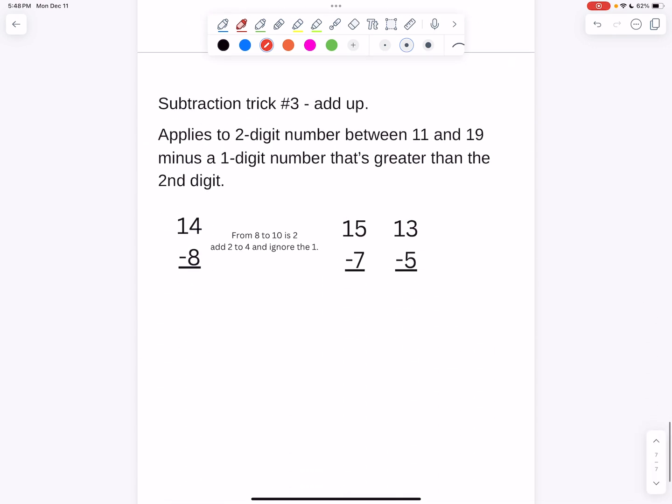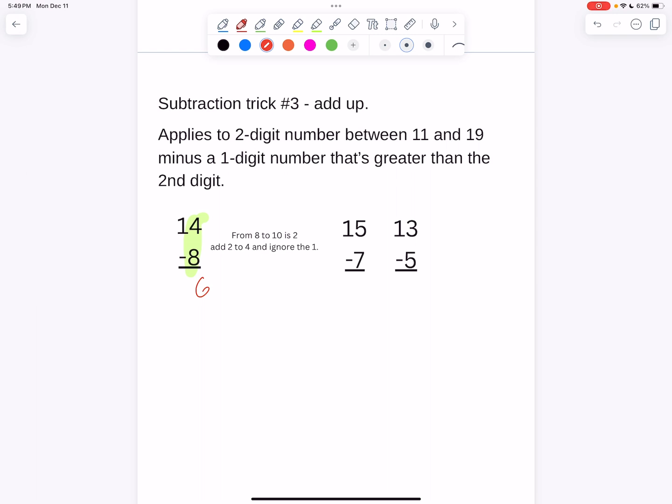Third trick is when you have a 2-digit number like in the teens, and the number you're subtracting is bigger than the second number, like in this case here, the 4 is smaller than the 8, so it's hard. You have to borrow and stuff. But what you could do is just think of how much up to 10. For 8 to 10 is 2, so add the 2 to the 4. It becomes 6. You don't have to do anything with the 1.